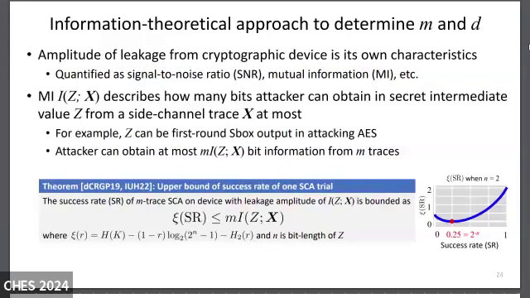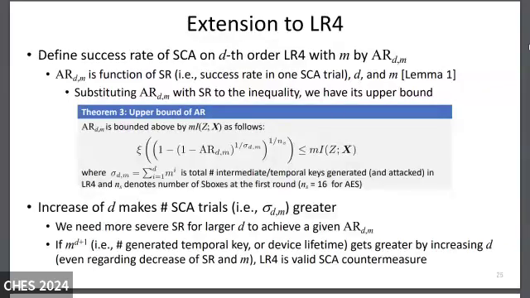In this setting, the upper bound of the success rate of one SCA trial is known, as stated in this theorem. Here, chi is the function defined here, and the shape of chi is described like in the right figure. So given SR, we calculate chi of SR, and we can determine M, I mean the trace bound, for given IZX to achieve an SR.